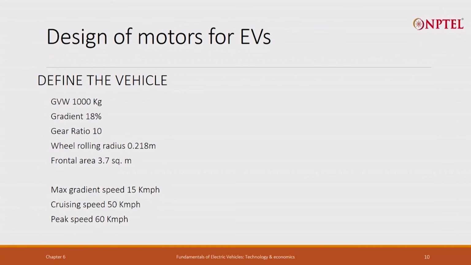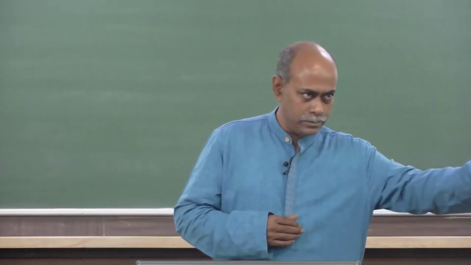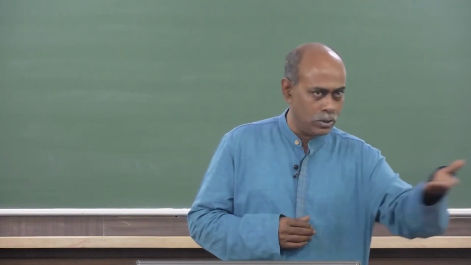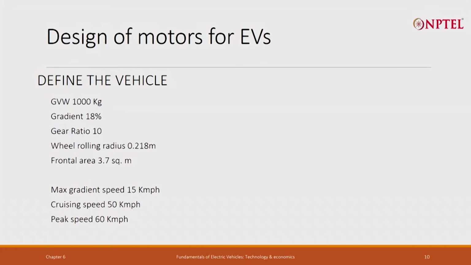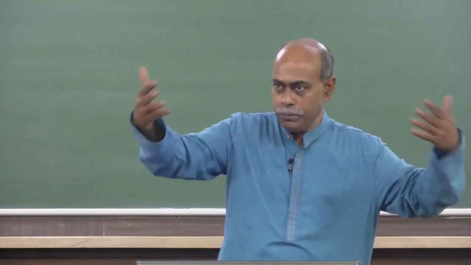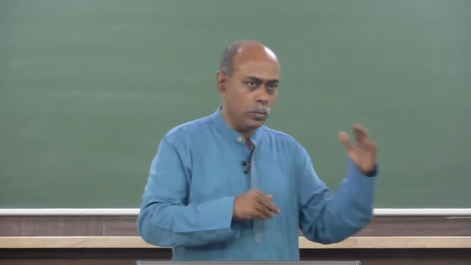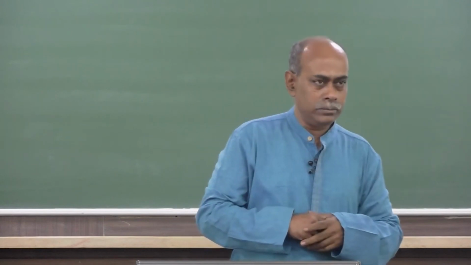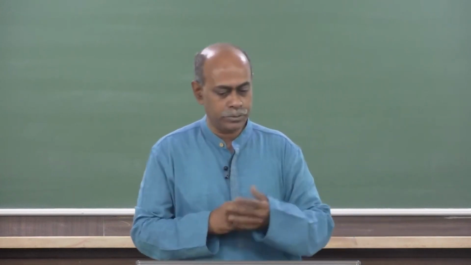The gradient can be described in two ways. We can either describe it in degrees or we can describe it as percentage. So, percentage is for every length covered in the horizontal direction, how much is the height that it goes up. The vehicle has a certain gear ratio, it has a wheel of a certain radius, it has a frontal area which will be important in defining the air drag, and while going on a long drive up a hill, it will go at a maximum of 15 kilometers per hour. That is the description of this vehicle.